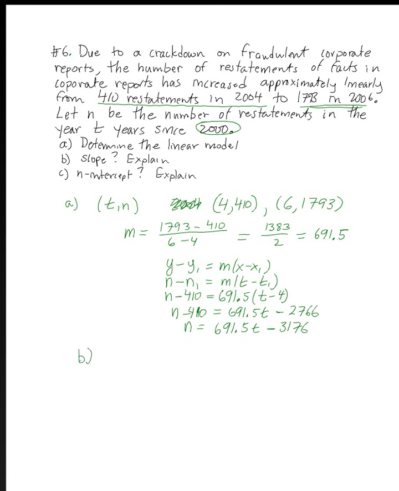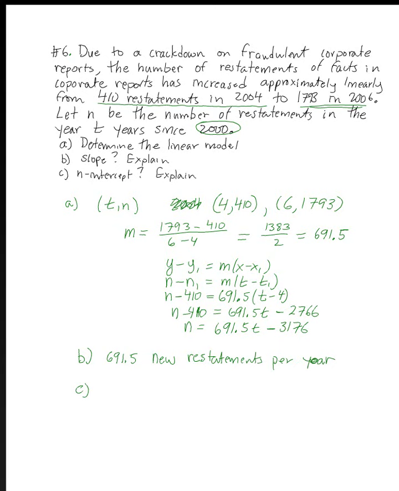Part B, what's the slope? Well, the slope we figured out in part A. Slope is 691.5. And what does that mean? Our slope, remember, has n's on top, n is number of restatements, and t on bottom, t is time. So 691.5 new restatements per year. It's how much the restatements are going up every single year.